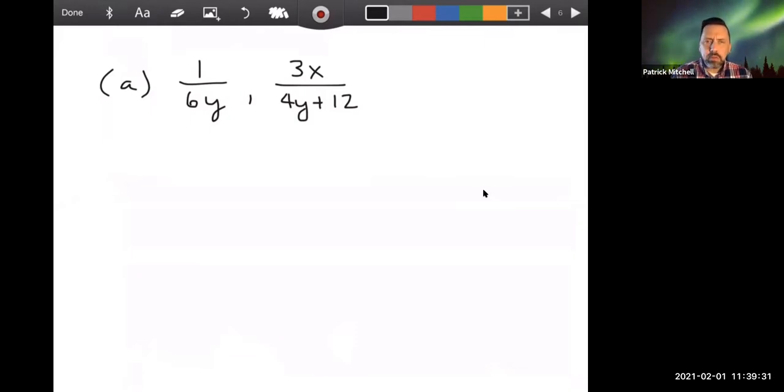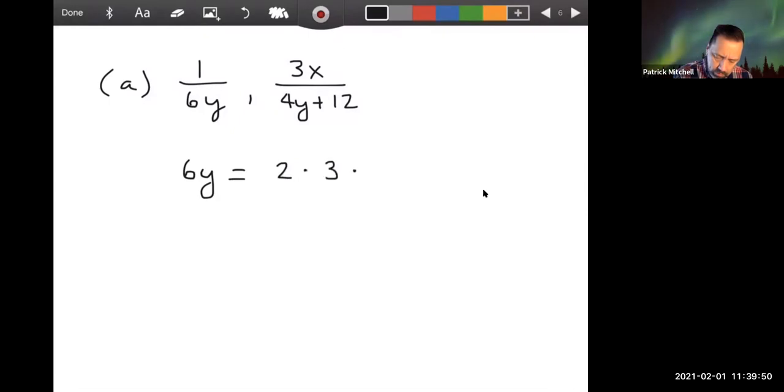All right, well, 6y, we don't really think about factoring 6y. It's just 6y. Although, you know what I think I will do? Because we're also dealing with prime factors, maybe I will write that as 2 times 3 times y. And then the 4y plus 12, there is some factoring to do. I can pull out a 4.